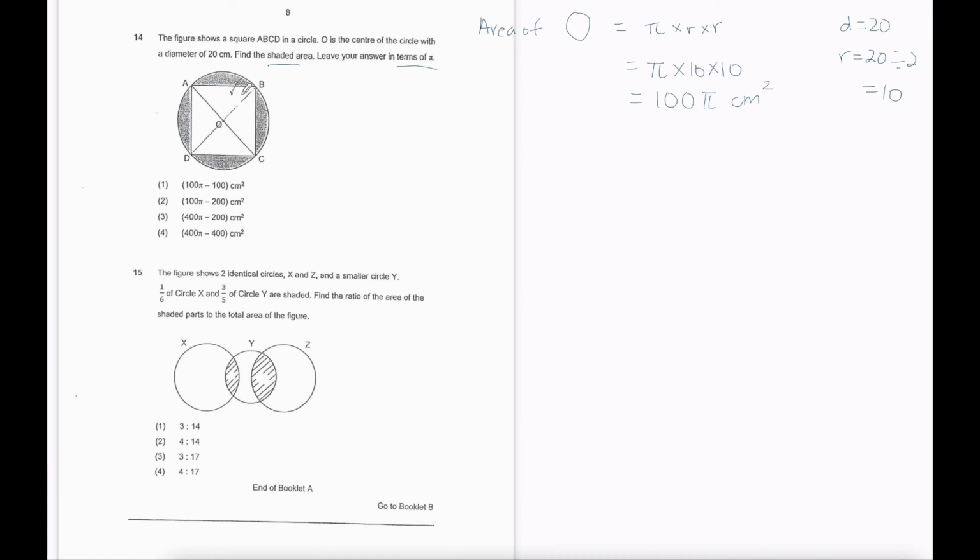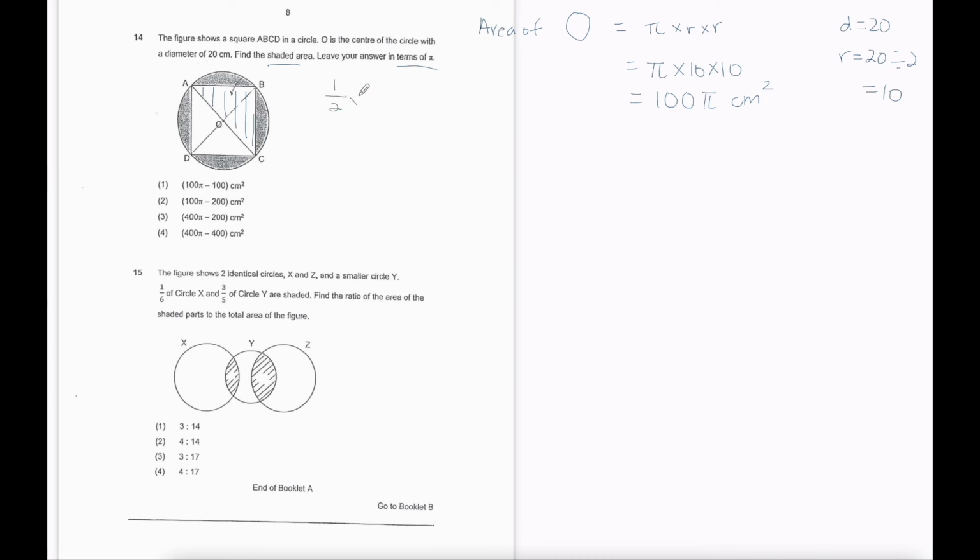So now we have to find the area of the square. So how do we do it? Do we have the sides of the square? Do we have AB or AD or anything? We don't. But we can see that our square is divided into 2 triangles. So AC is the diameter, correct? So AC will be 20 cm.